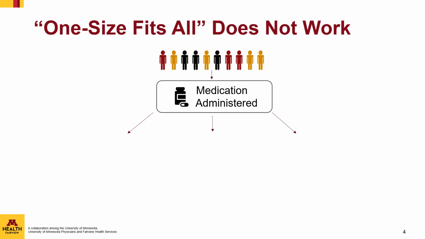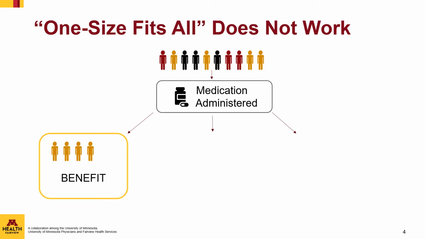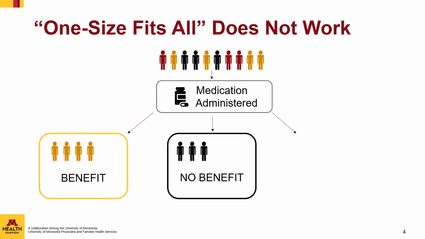When a drug is administered to a patient, there are three main potential outcomes. One group, most often the majority of patients, experiences the expected benefit from the drug. For example, a patient administered an antihypertensive achieves anticipated blood pressure lowering.